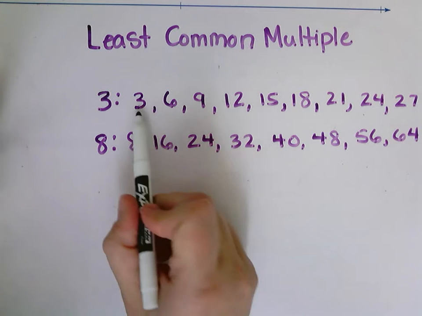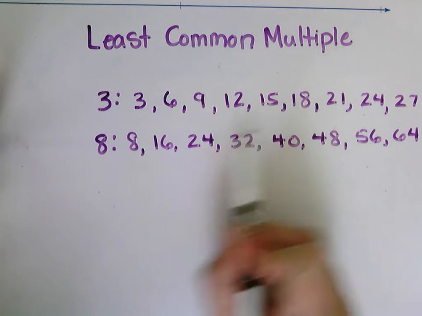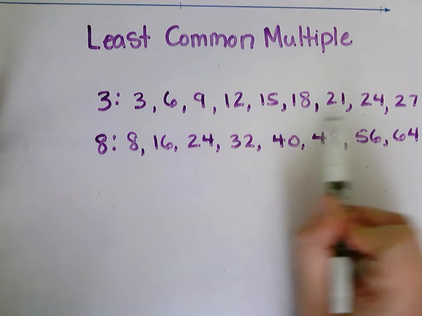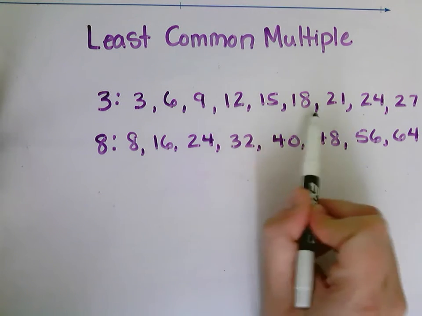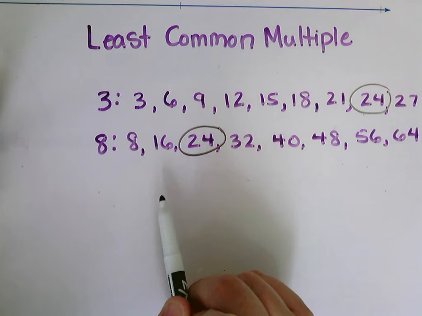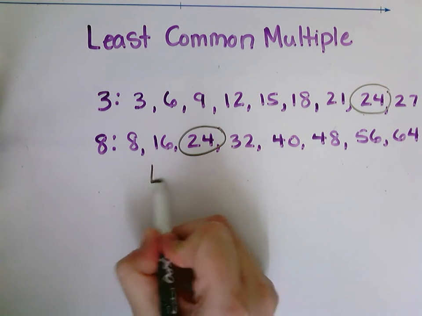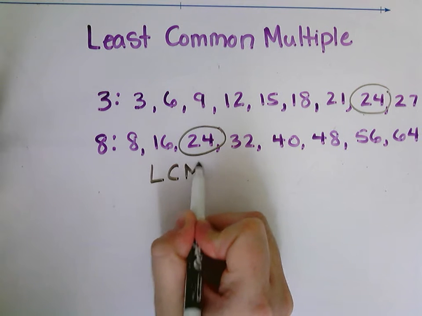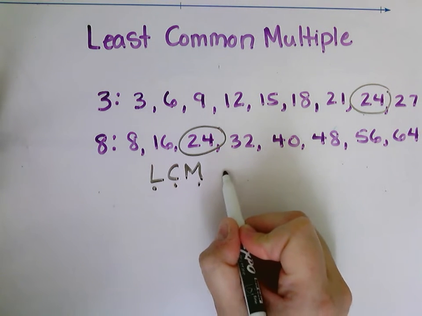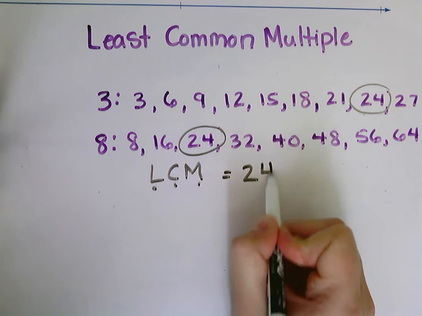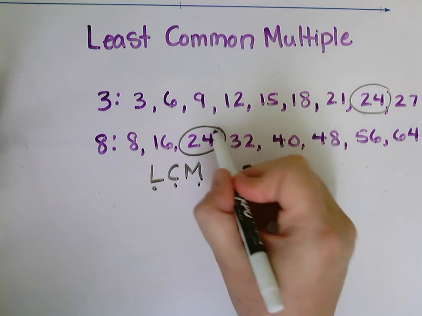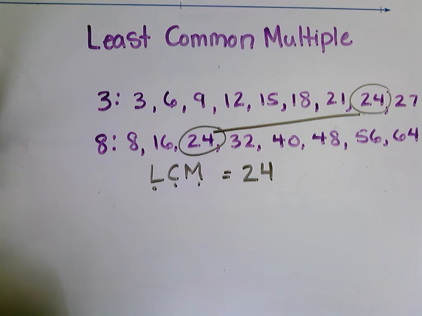So I'm going to look through. It's best to look at the larger number and then look and see if you have it. So 8, there's no 8, 16, no 16, but I do see a 24 and a 24. So my least common multiple, my LCM, least common multiple of 3 and 8 is 24. I don't have to keep looking beyond that because I want to find the smallest number that they have in common, and that is 24.